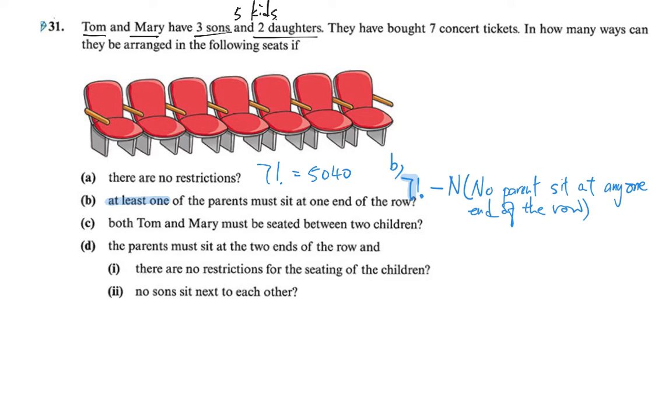So if I'm planning to find the number of ways that the parents both sit in the middle 5 seats, because they will not sit at the two ends, it means the parents are in seats 2, 3, 4, 5, 6, choosing 2 of the 5 seats for the two parents, Tom and Mary. So the formula is: therefore the answer you're looking for in part B is 7 factorial minus 5 seats, 2.